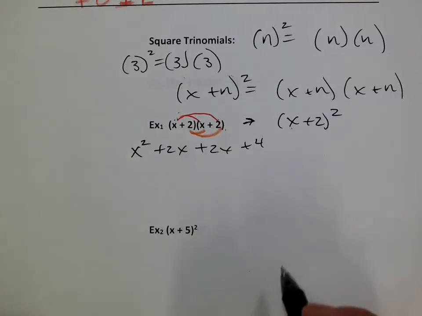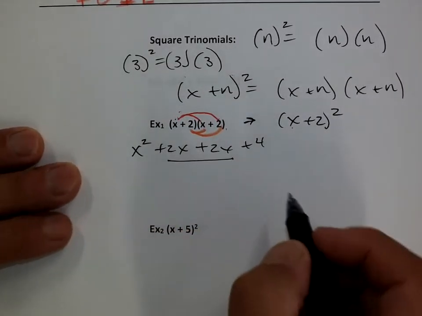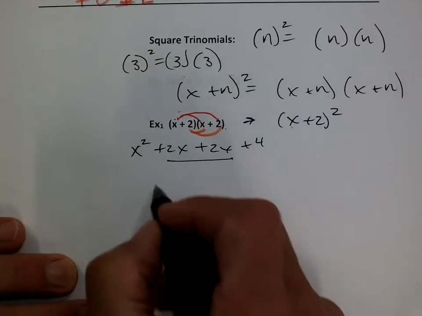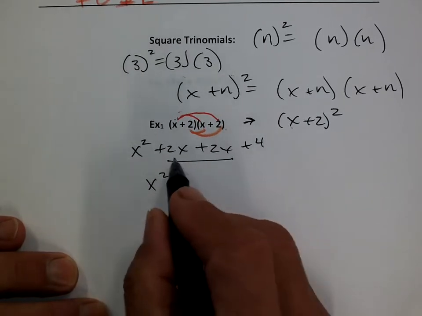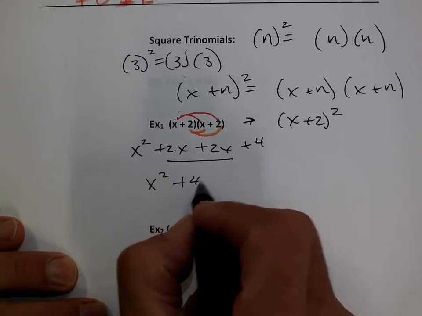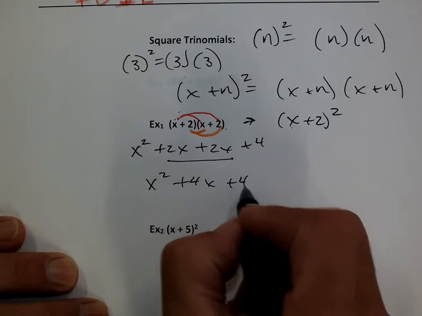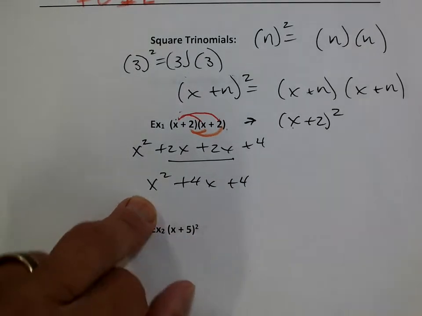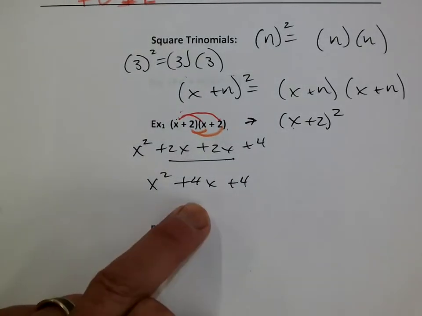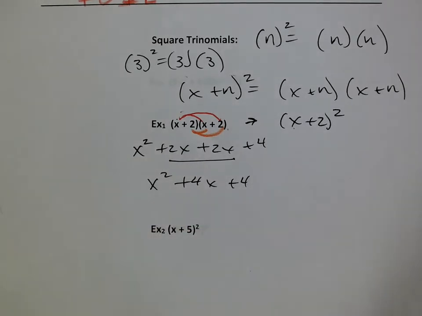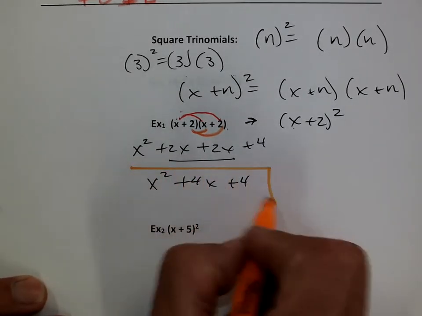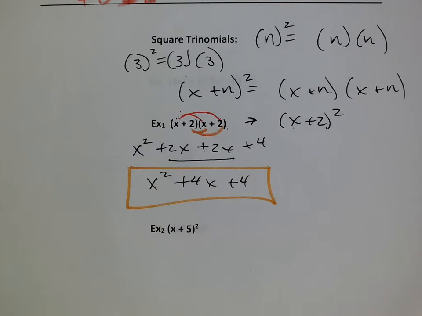Like Vanessa said yesterday, combine the like terms. The terms are the same: 2x plus 2x is 4x. So x squared plus 4x plus 4. And since we cannot combine x squared with x's and numbers, that's my answer. Done.